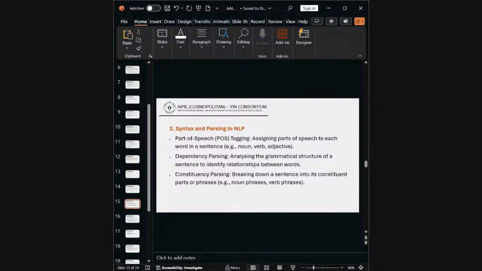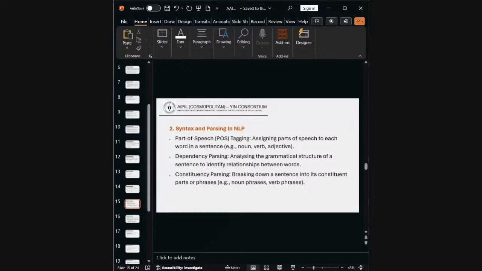And when we say the syntax of a language, what do we really mean? We're actually talking about the structure of the language. When we say semantics, we're actually talking about the meaning of the language. So this time around, we're doing parts of speech tagging, dependency tagging, and constituency tagging. That's breaking down the sentence into different constituent parts and into different phrases. And of course, we know the phrases we are talking about in English: noun phrases, verb phrases, and so forth. All right, I hope that is clear.